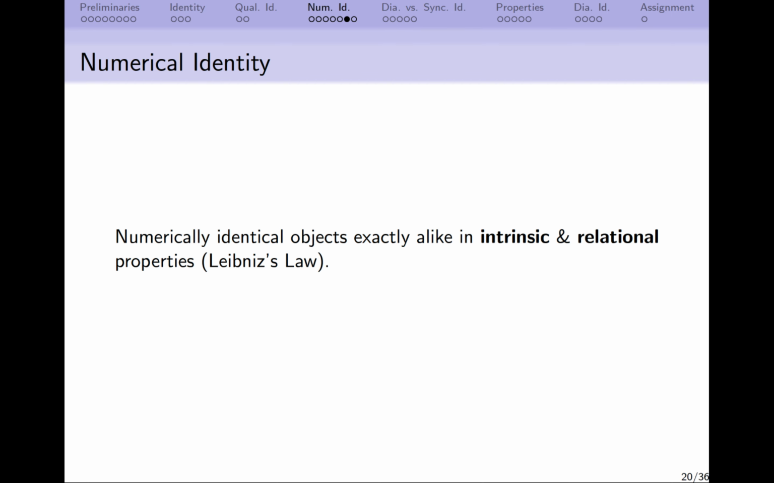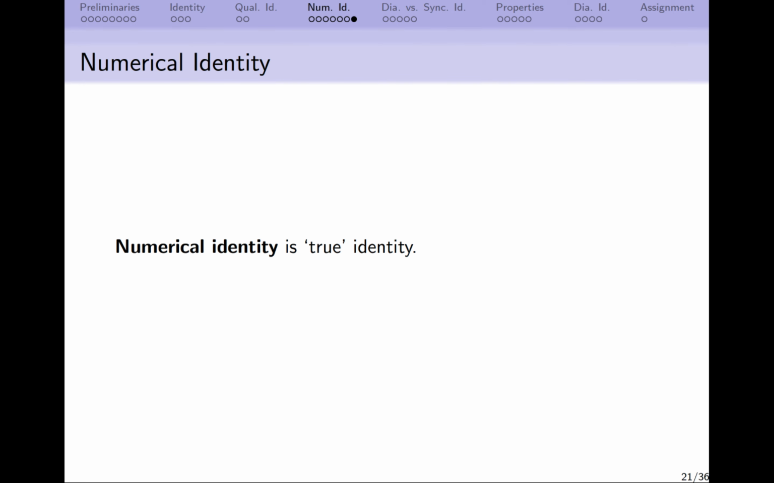So we would expect numerically identical objects, as the slide says, to be exactly alike, not only in their intrinsic properties, but also in their relational properties too. As I said, we could consider numerical identity to be true identity, when we really mean there's only one object. Hereafter, when I simply speak of identity, I'll mean numerical identity unless I say otherwise. And normally that's the case in the literature, that when people simply talk about identity, what they mean is numerical identity, strict identity.